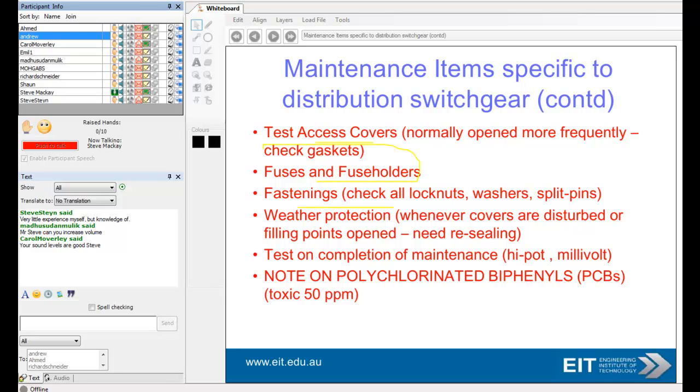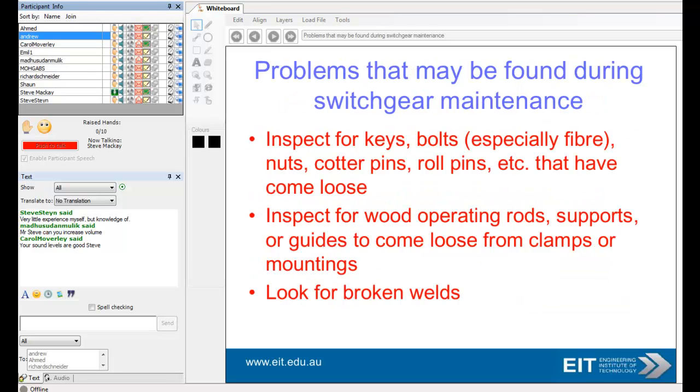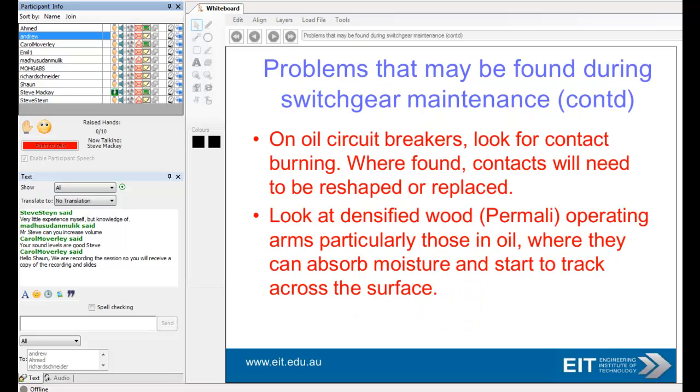Other items are test access covers, fuses and fuse holders, fasteners, weather protection, and a note on PCBs, which hopefully you don't come into contact with. They're carcinogenic. Problems that may be found during switchgear maintenance, I don't know if anyone here has had any of these problems: inspect for keys, bolts, nuts, cotter pins that have come loose. I've seen on some very old sites, 30, 40-year-old sites, very strange things amongst the switchgear. Look for wood operating rods and guides that have come loose from clamps, and another potential issue when you've got a lot of vibration is welds that have come loose. Hopefully you haven't had those problems.